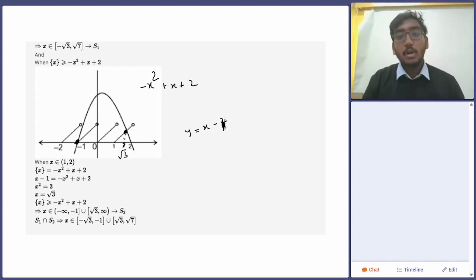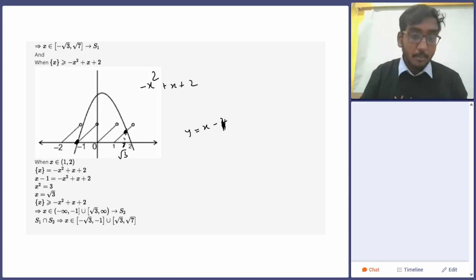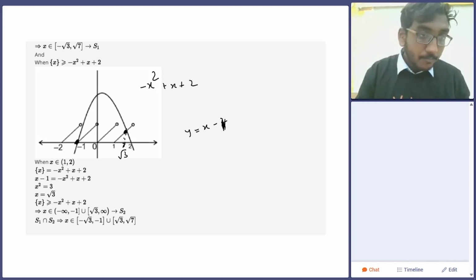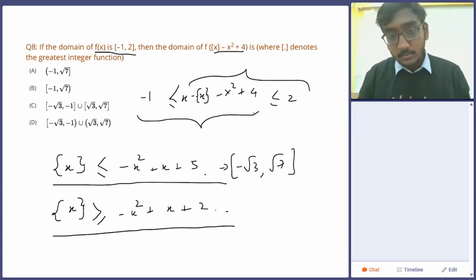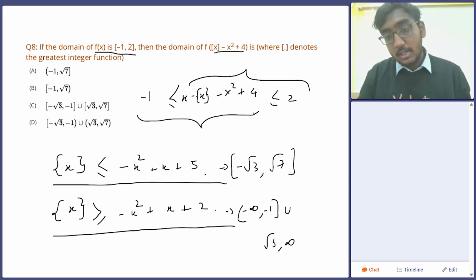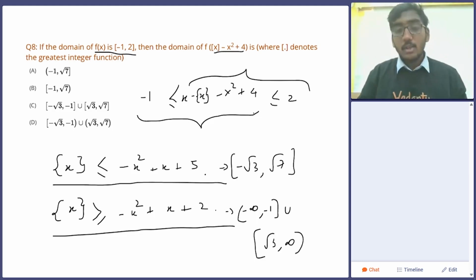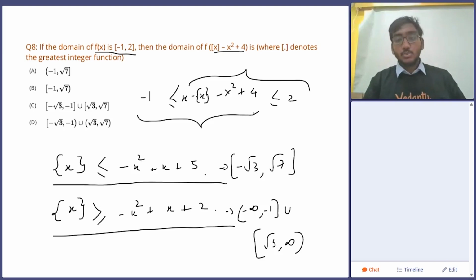That will be what? Fractional part of x will be greater than the quadratic from minus infinity, minus 1 union root 3, infinity, okay? Minus infinity, minus 1, right? Union root 3, infinity, right? Now you have to take the overlap of these two, okay?